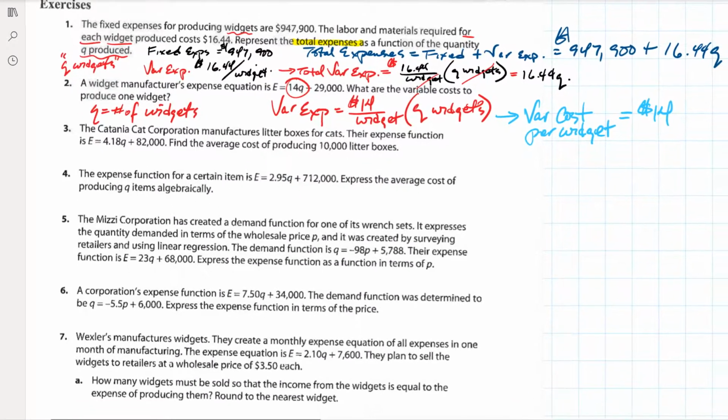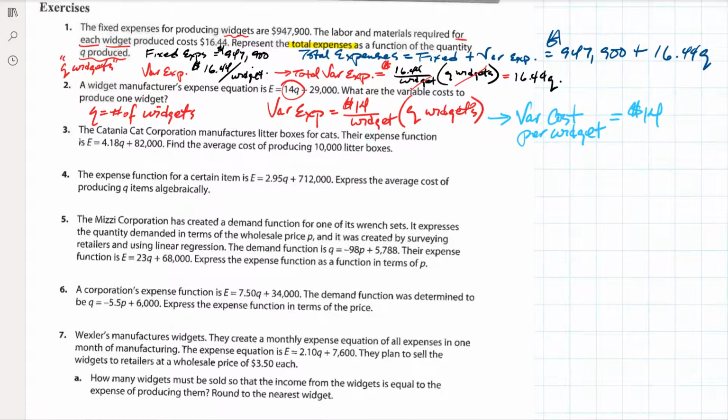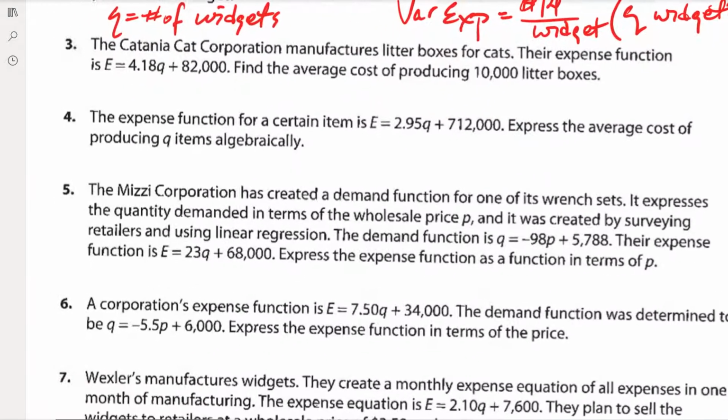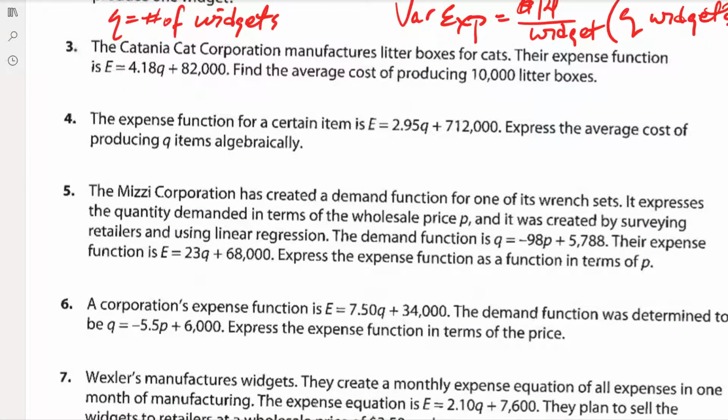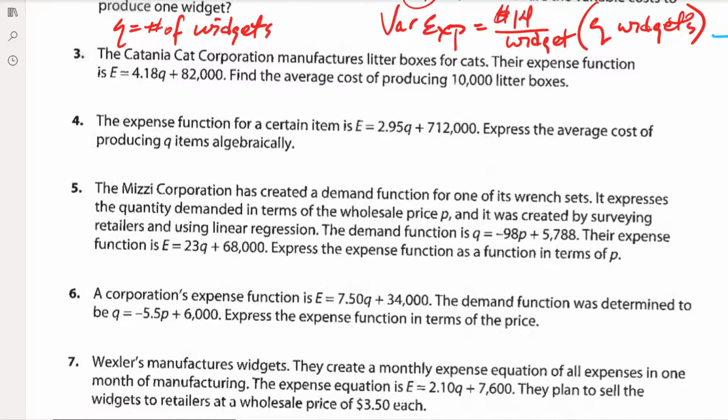Okay. Moving right along. Number 3, the Catania Cat Corporation. Gotta love this play on words, don't you? All right, it manufactures litter boxes for cats. The expense function is E is equal to 4.18 Q plus 82,000. Find the average cost for producing 10,000 litter boxes. Okay, so this is an average cost problem. And when you deal with the average cost, it always requires 2 steps. All right, 2 steps are necessary.